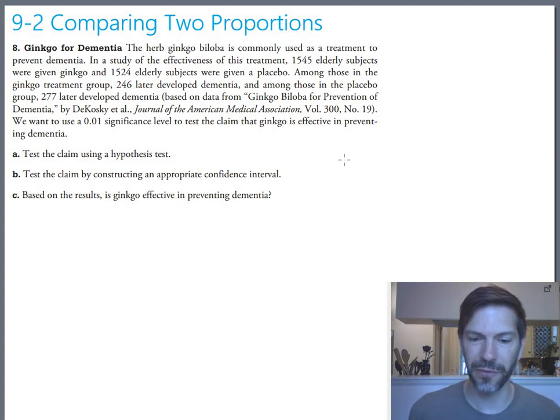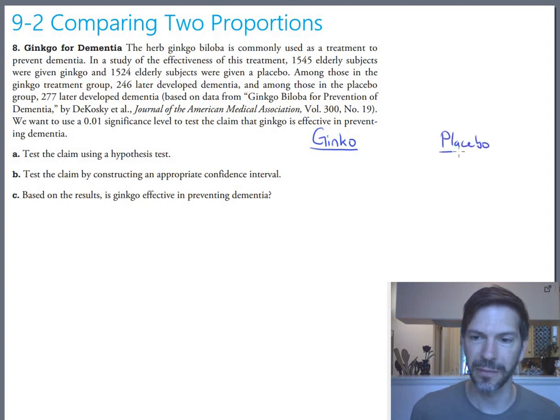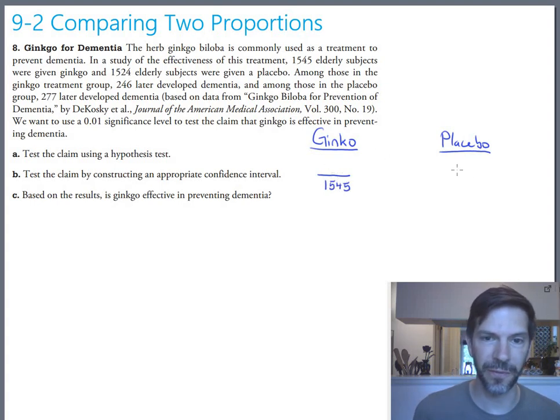Okay, so before we dive into this too much, let's just jot down the numbers and see what's going on here. So let's say we've got two groups. We've got the ginkgo biloba group, and we have the placebo group. So the sample for the ginkgo group was 1,545. So there are 1,545 people in that group, and there were 1,524 in the placebo group.